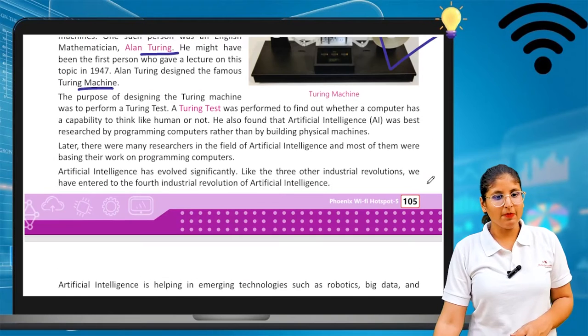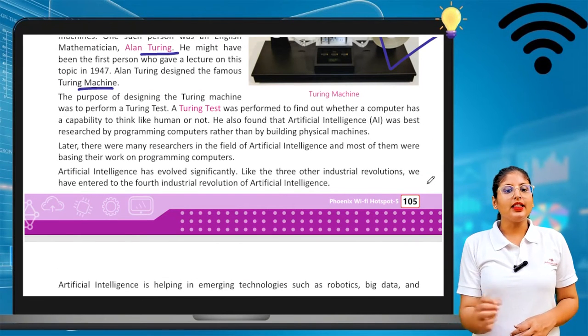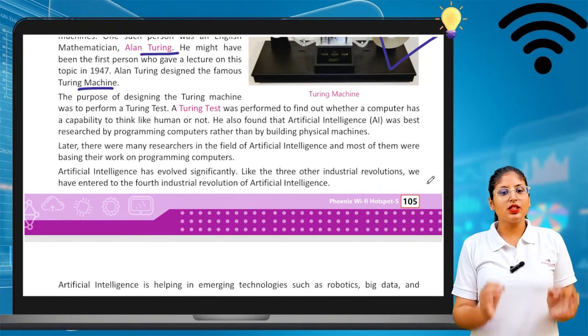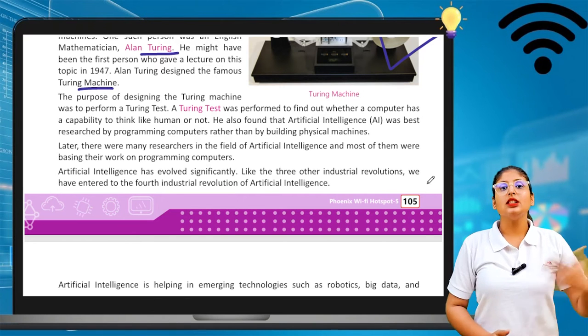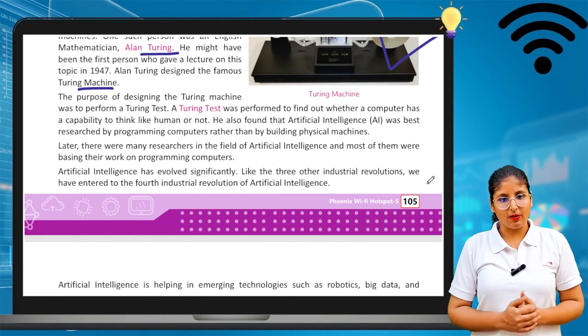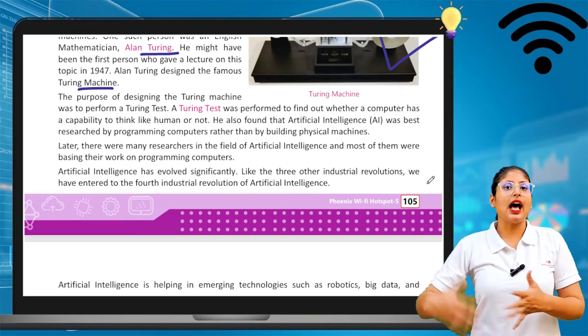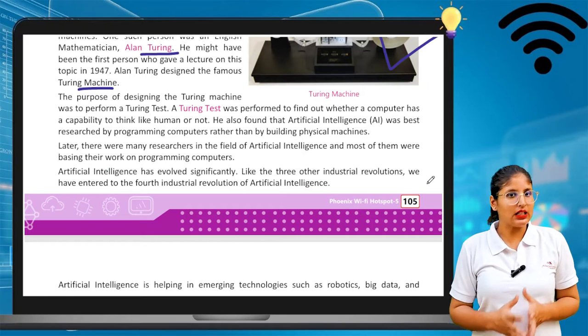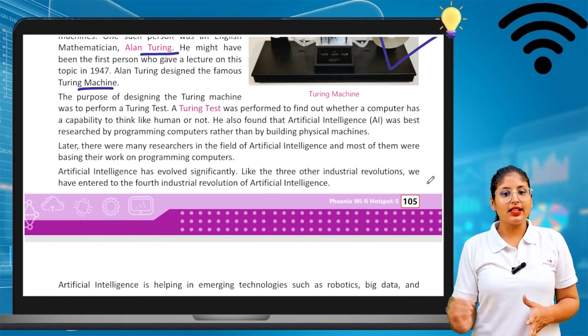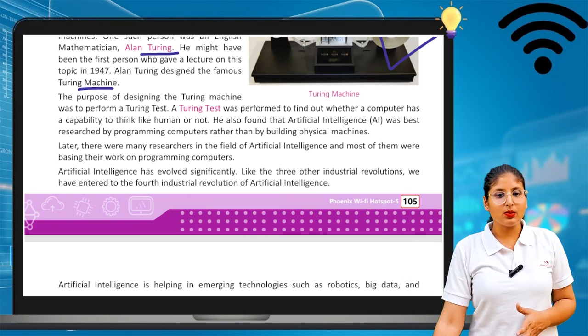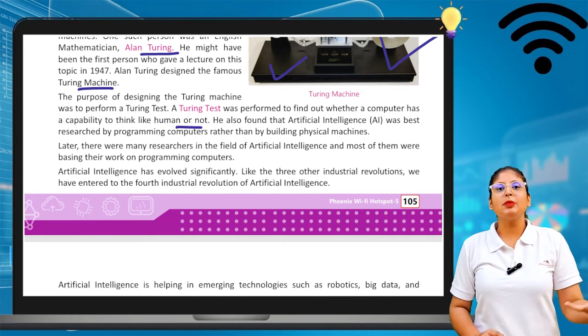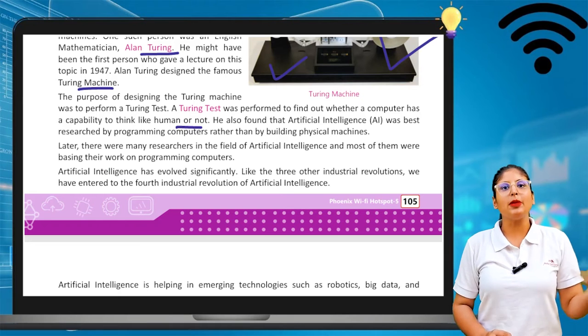The purpose of designing the Turing machine was to perform the Turing test. As the name is Alan Turing, the machine name is also Turing. The Turing test was performed to find out whether a computer has the capability to think like a human or not. With this machine, we can identify whether machines can think as a human being can.